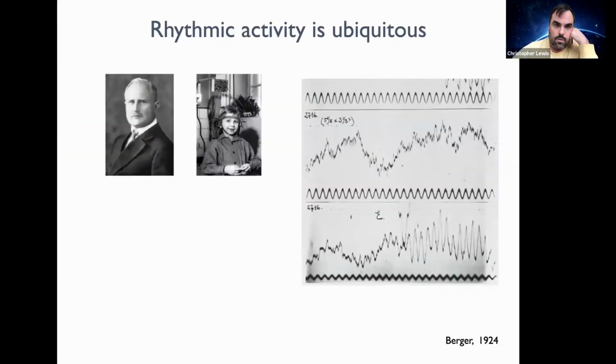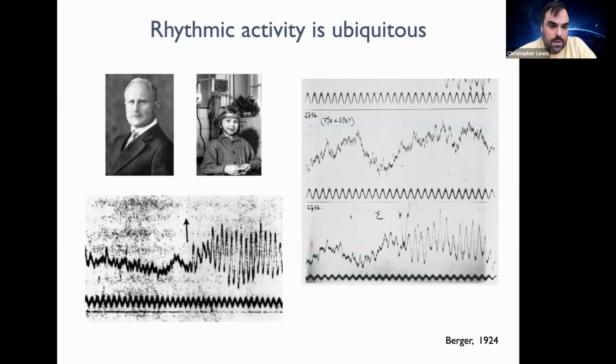Rhythmic activity in the brain is ubiquitous. These are examples from Hans Berger of the first electrical recordings from the human brain. One of the clear results from the data was that activity can be quite periodic. Here's an example trace where the subject had the eyes open up until when this arrow is presented, and then they close their eyes and you see a large amplification of a slow rhythm. This is around 8 or 10 hertz. This is the cortical alpha rhythm.